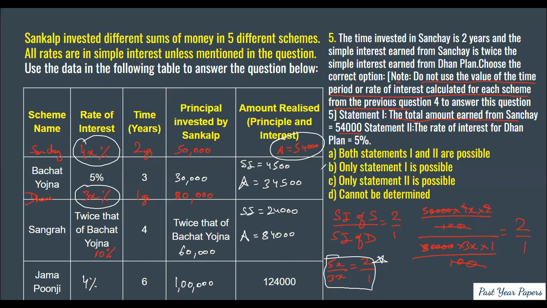So what should be our answer? If we can't find the value of x, we can't find the amount for Sanchay. We can't even find the rate of interest for the Dhan plan. So what should be our answer? Yes, our answer should be cannot be determined.